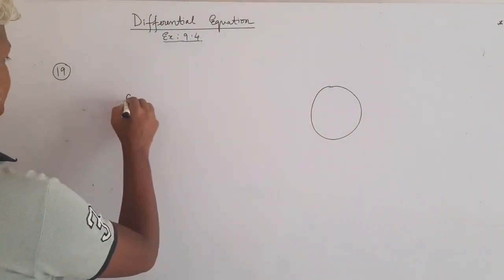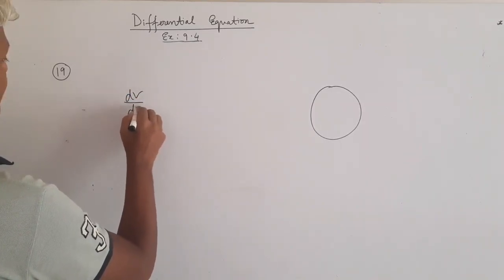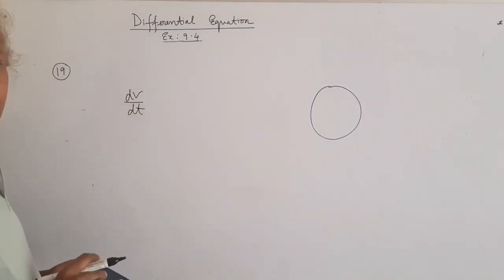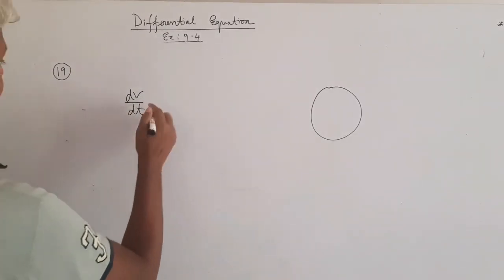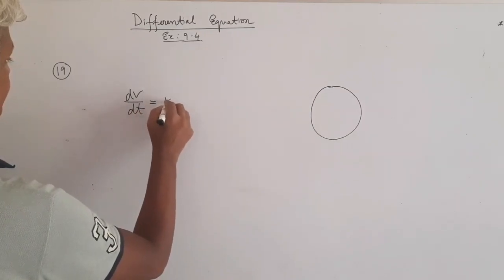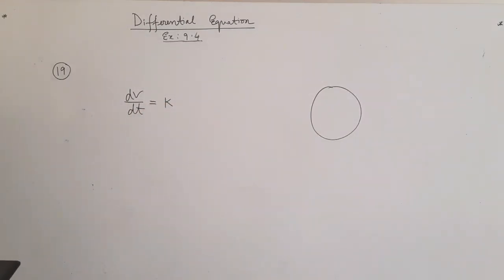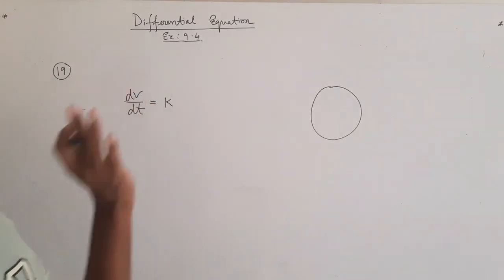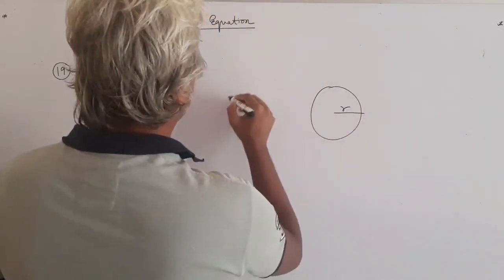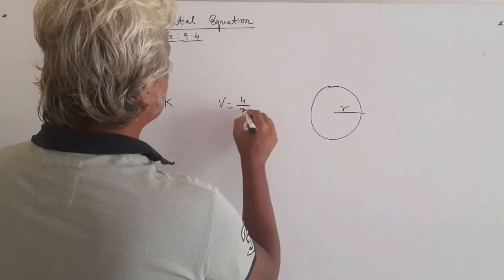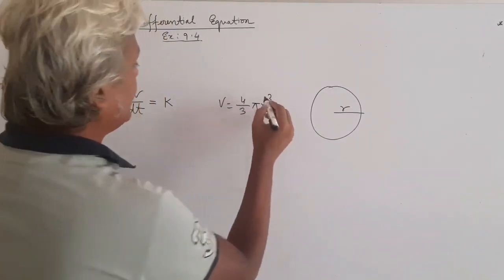That means dV over dt. V represents the volume and dV by dt is a constant. It says that the volume of a spherical balloon is inflated at a constant rate. It means dV by dt is constant. Now this is the volume of a sphere. Its radius is r. So the volume of the sphere, as we all know, is 4 by 3 pi r cube.